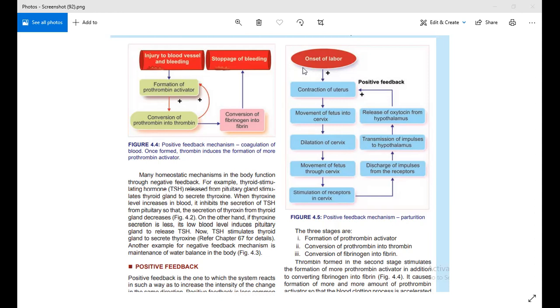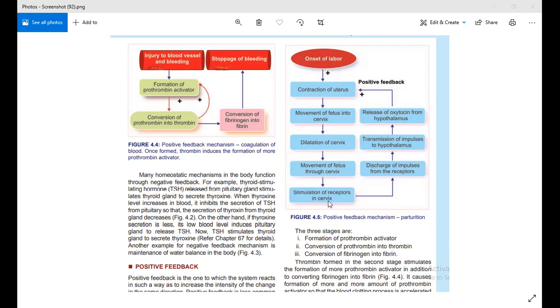Good. Now, another example of positive feedback is labor, when a woman is in labor and she wants to give birth to a child. So once there is an onset of labor, that process does not stop until the child is born. Now, onset of labor, what happens? The uterus, the muscles of the womb contract. Now, this contraction will stimulate the movement of the fetus into the cervix. That will lead to a dilatation of the cervix, and then the fetus will move through the cervix.